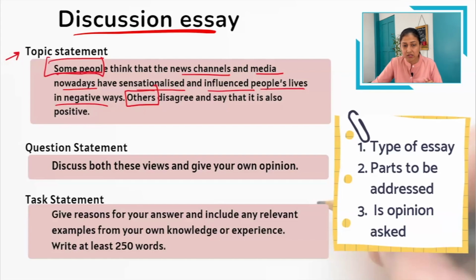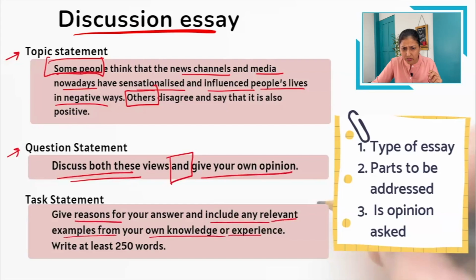Alright, let's see what is the question statement saying. The question statement says, discuss both these views. Of course, there are 2 views, right? In the topic statement itself, there are 2 views of some people and other people. So, discuss both these views and give your own opinion. Then the task statement says, give reasons for your answer and include any relevant examples from your own knowledge or experience. Write at least 250 words.